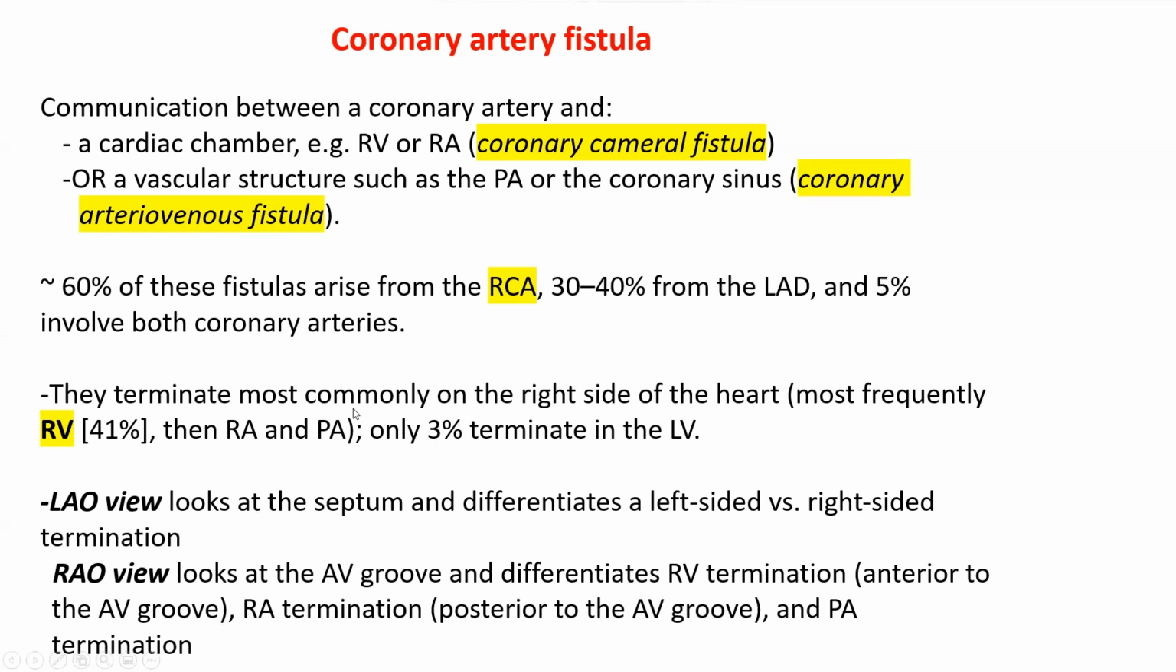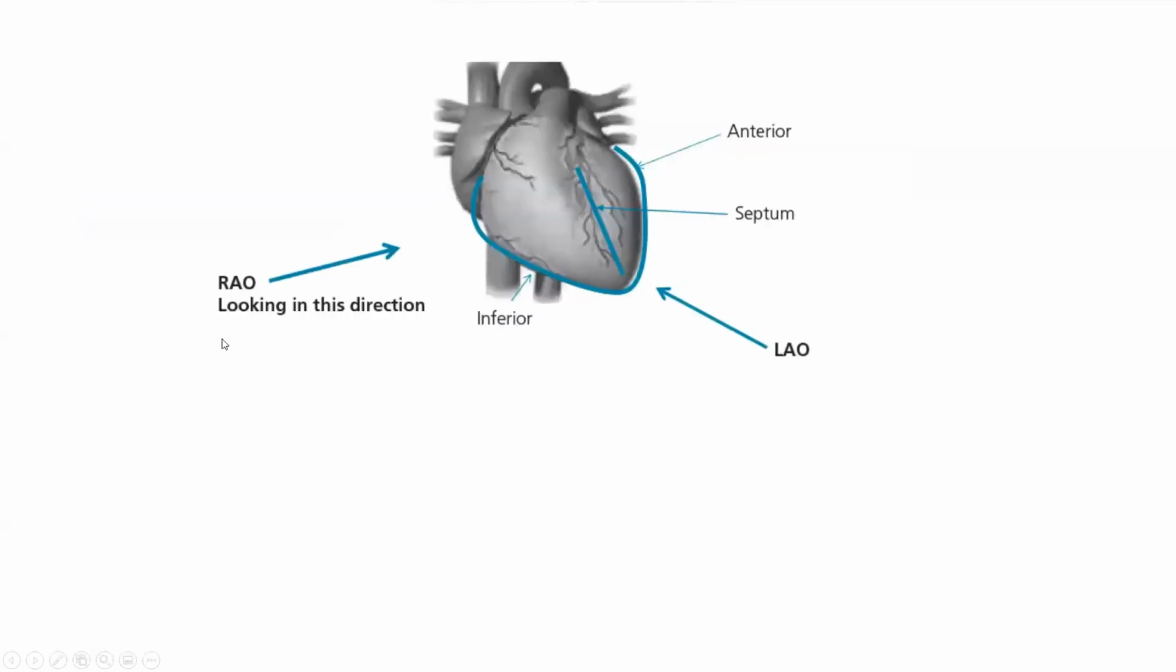Now, very importantly, again, you need to recognize your views. How do you define where that fistula lands? RV, RA, LV, how do you know? Again, you need to use LAO and RAO views, like we talked about in anomalous coronaries courses. So LAO view will look toward the septum and will spread apart right heart from left heart, like it spreads apart aorta from PA, and right cusp from left cusp. It will tell you where that fistula terminates, right heart or left heart.